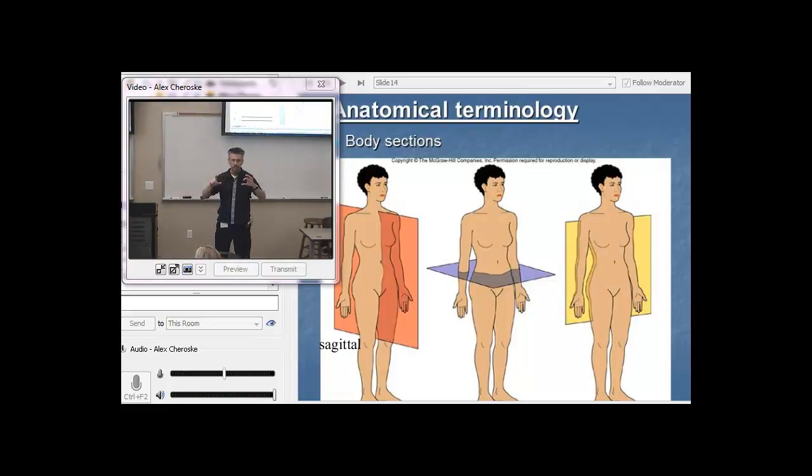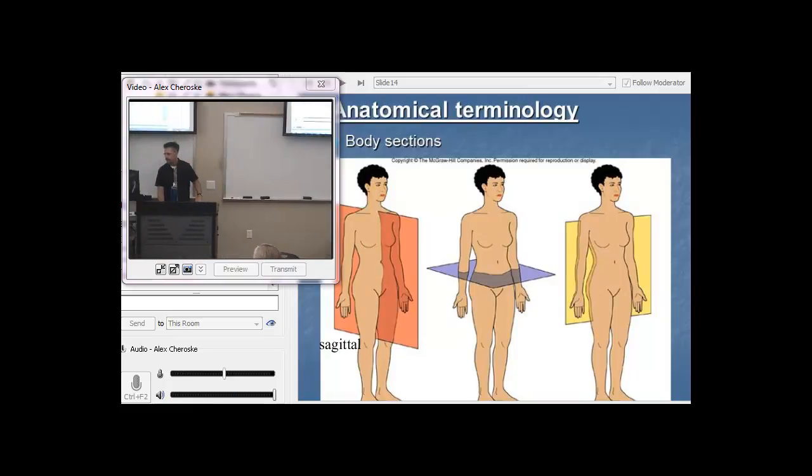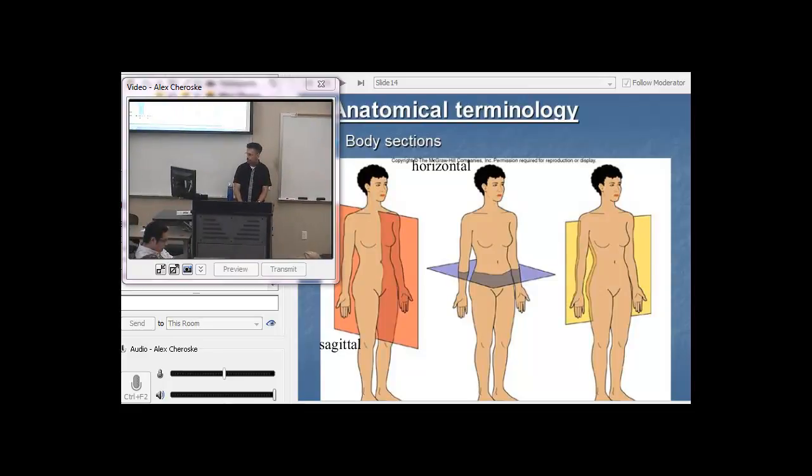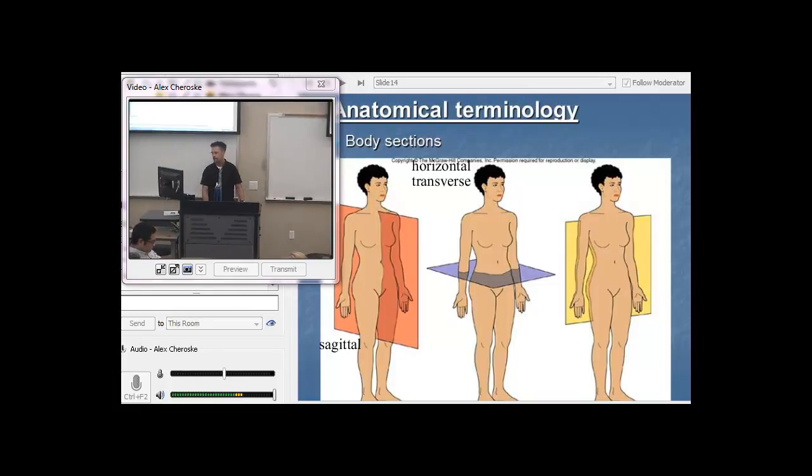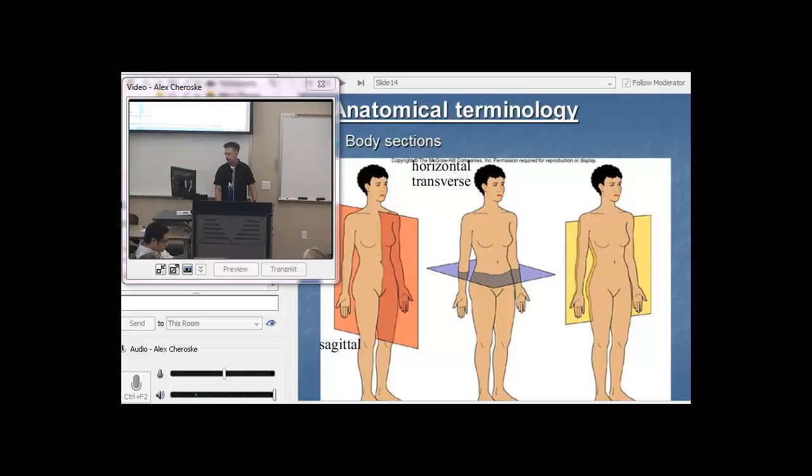A mid-sagittal cut, okay? Now we also have the next one, which is called a horizontal or transverse cut. That one's kind of self-explanatory, right? It's going across. It divides it into an upper and a lower part. And again, it could be anywhere along there. Chopping your head off would count as a transverse or horizontal cut.